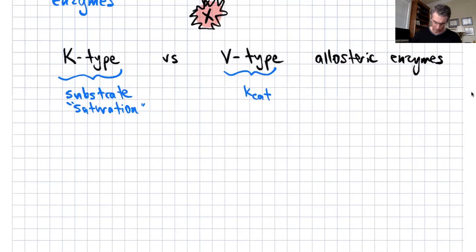So let's think about a pure K-type system. What does that mean, right? Okay. So for a pure K-type allosteric enzyme, all of the effect of the allosteric behavior, all the cooperativity that we're going to think about here in a second, happens at the level of the effective Km of the substrate, right?